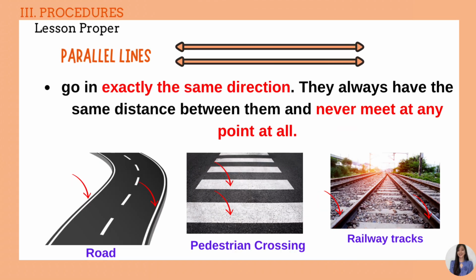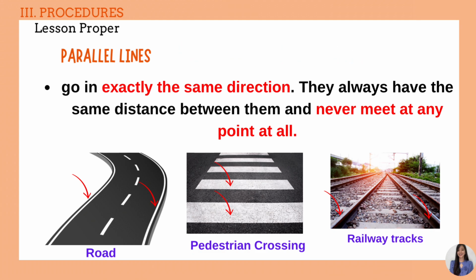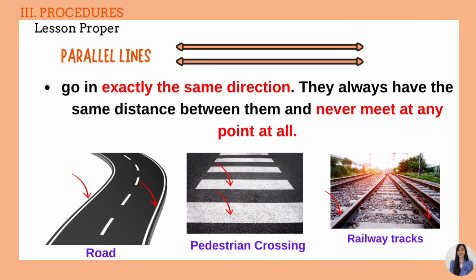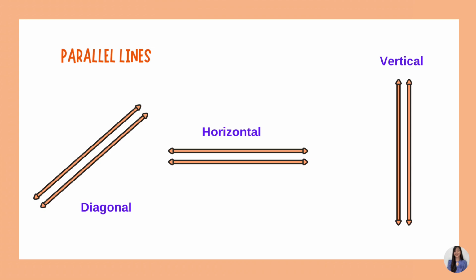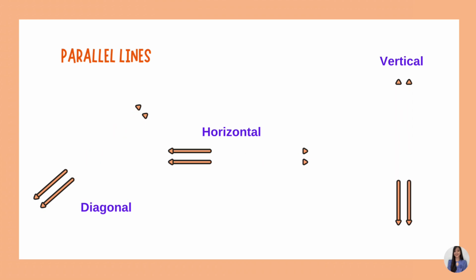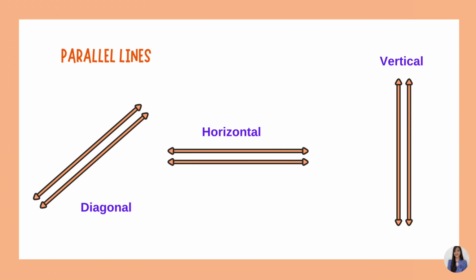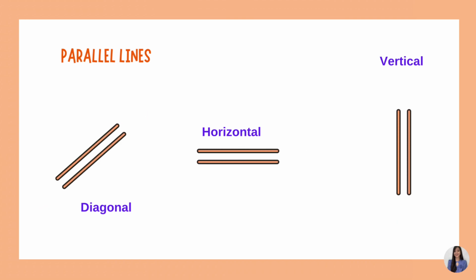The main part of our lesson is the lesson proper, where we will define and explain parallel and perpendicular lines in detail. So when we say parallel lines, they go in exactly the same direction. They always have the same distance between them and never meet at any point at all. Examples are the road, pedestrian crossing, and railway tracks. Parallel lines can take different forms. They can be diagonal, horizontal, or vertical. As long as the lines remain the same distance apart and never intersect, they are parallel, no matter their orientation.